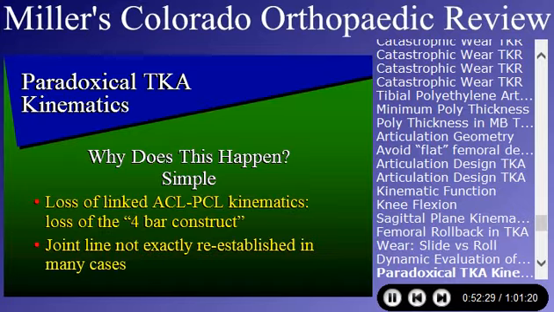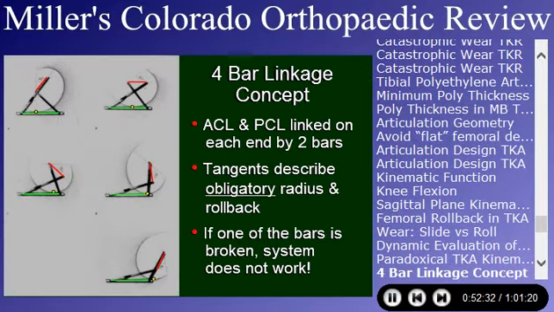You'll say, well, why does this happen? As I talked about, it's the loss of that linked ACL, PCL kinematics. You lose that 4-bar construct, and also the joint line is not exactly reestablished in many cases. So this is the 4-bar link concept. The ACL and PCL are each linked by 2 bars to the femur and the tibia, and there is an obligatory rollback when those two are together. So it gives you a nice rolling motion. There's a ratio of 4 to 3 in the beginning, and then the ratio changes in end flexion. But the point is that the ACL and PCL have to be linked together to get that rollback.